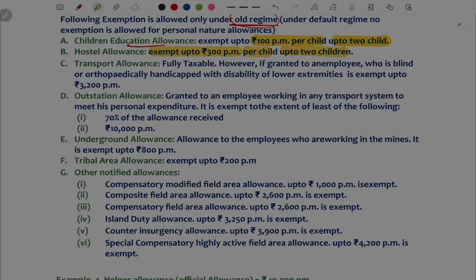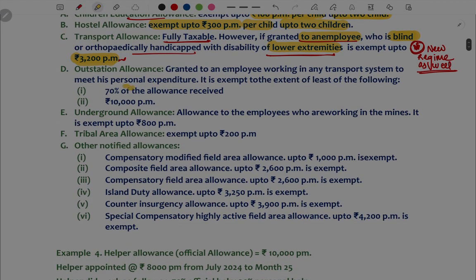Transport allowance is fully taxable. However, if granted to an employee who is blind or orthopedically handicapped with disability of lower extremities, it is exempt up to 3,200 per month. To be honest, here is the only exception: transport allowance is fully taxable, but if granted to an employee who is blind, handicapped, or has disability of lower extremities, it is exempt up to 3,200 per month, and it applies to the new regime as well.